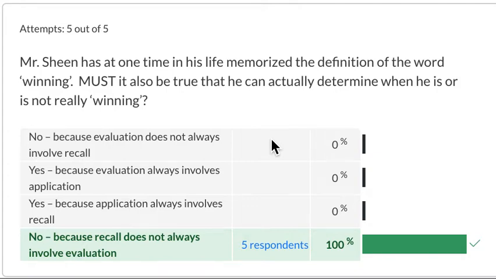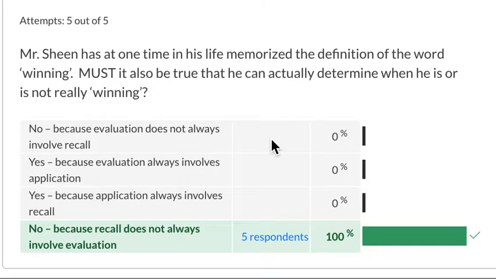Through each one of these portions of the Bloom's Taxonomy quiz, just in case there are any questions. So Mr. Sheen has at one time in his life memorized the definition of the word winning. Must it also be true he can actually determine whether or not he is really winning? The idea here is that higher levels of Bloom's Taxonomy require the lower, but the lower do not require the higher. So just because somebody's memorized a term does not mean that they understand it, can apply it, can analyze it, or anything like that.